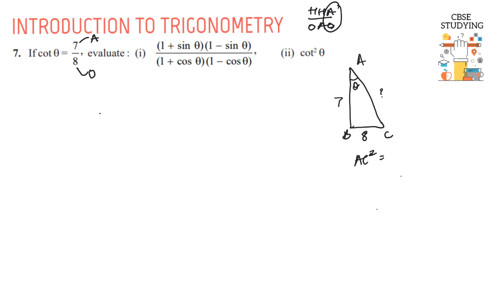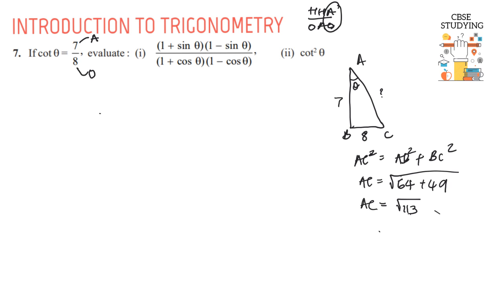AC square is equal to AB square plus BC square. I'm going to do it directly. And that becomes equal to what? AC becomes equal to square root of 113. So this is square root of 113. So now what values do we need? We need sin theta, cos theta, and cot square theta.